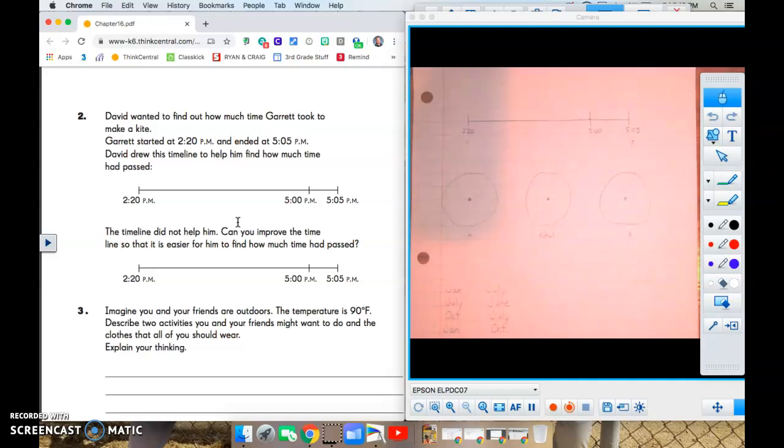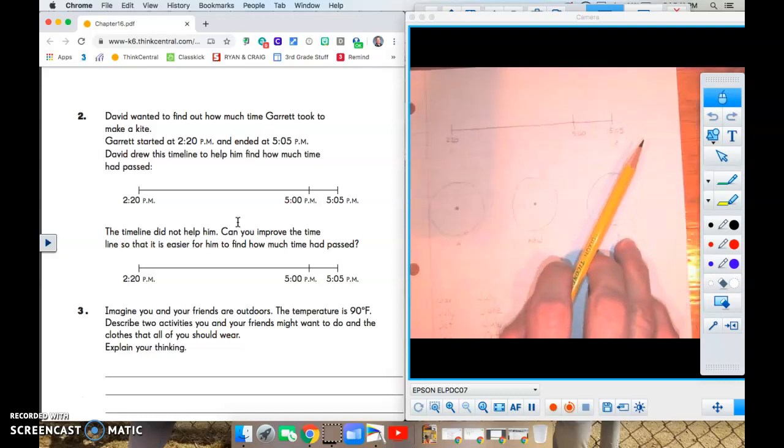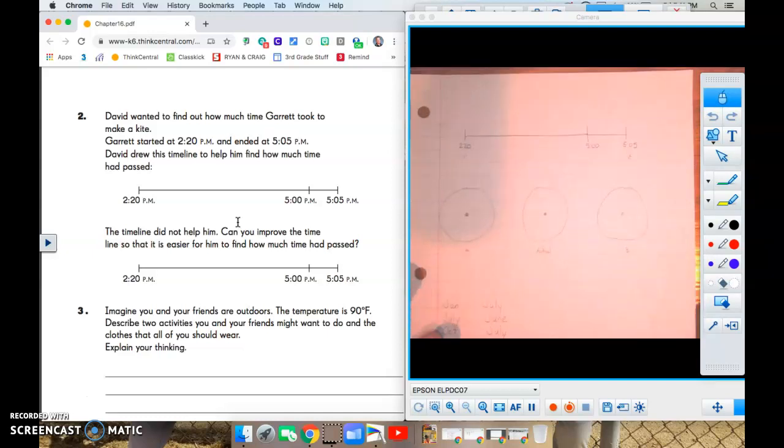David drew this timeline to help him find how much time had passed. So he drew the timeline 2:20 to 5:05, but it didn't really help him out much. He's like, yeah, it kind of doesn't make sense really. So the timeline did not help him. Can you improve the timeline so that it is easier for him to find out how much time had passed?